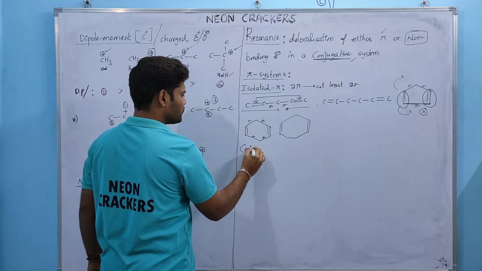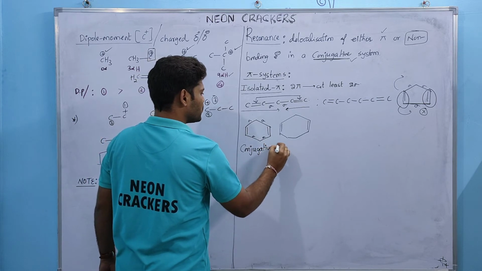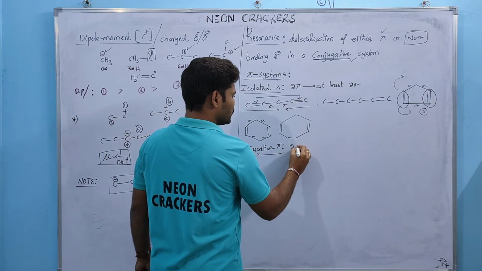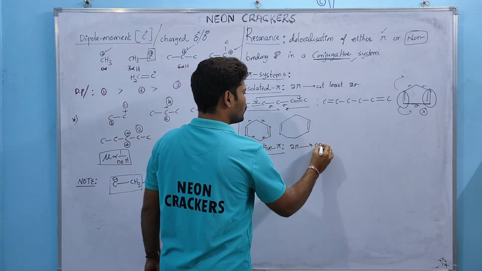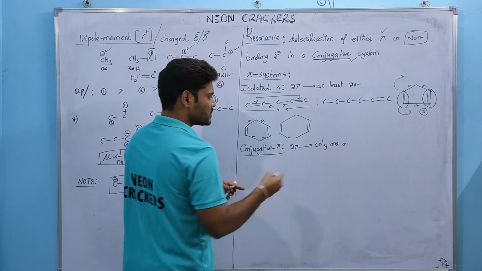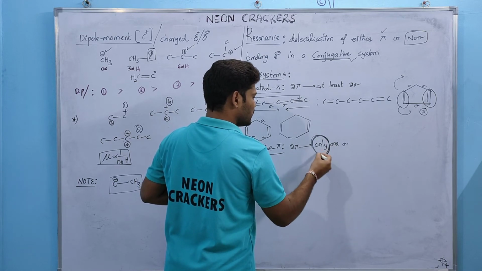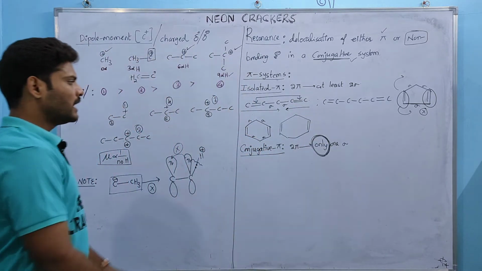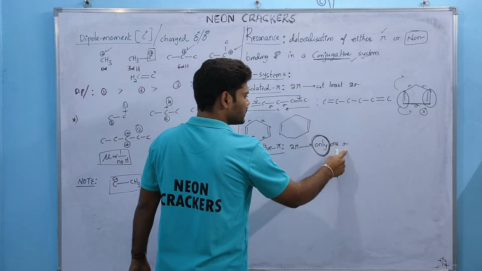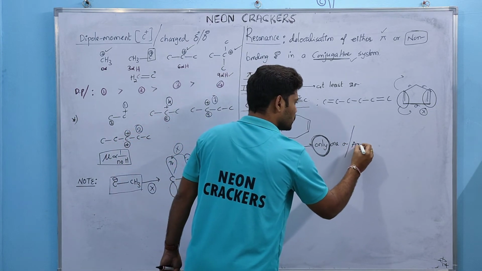The second one is the conjugative pi bonded system. It is very simple. Any two pi bonds are separated by only one sigma bond. Only one sigma is important, only one, not at least. Any two pi bonds are separated by only one sigma. So this is the conjugative area. We have to say area, not molecule.